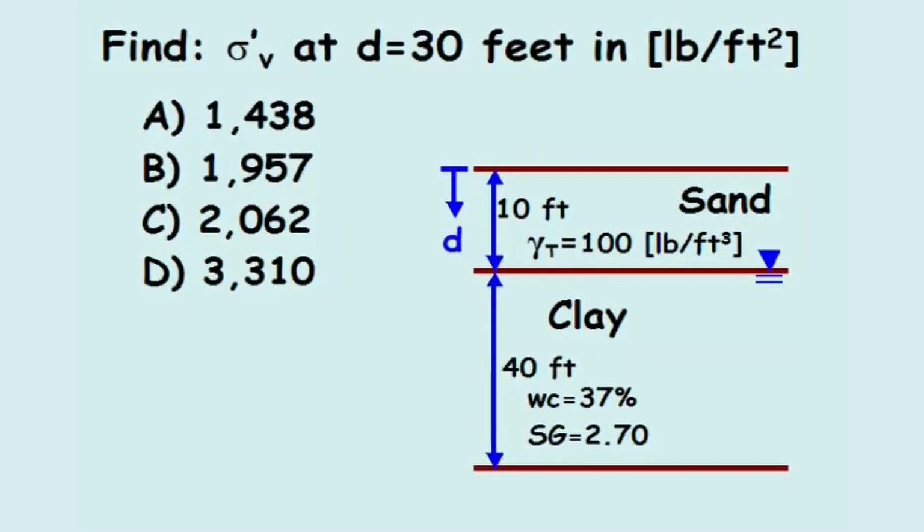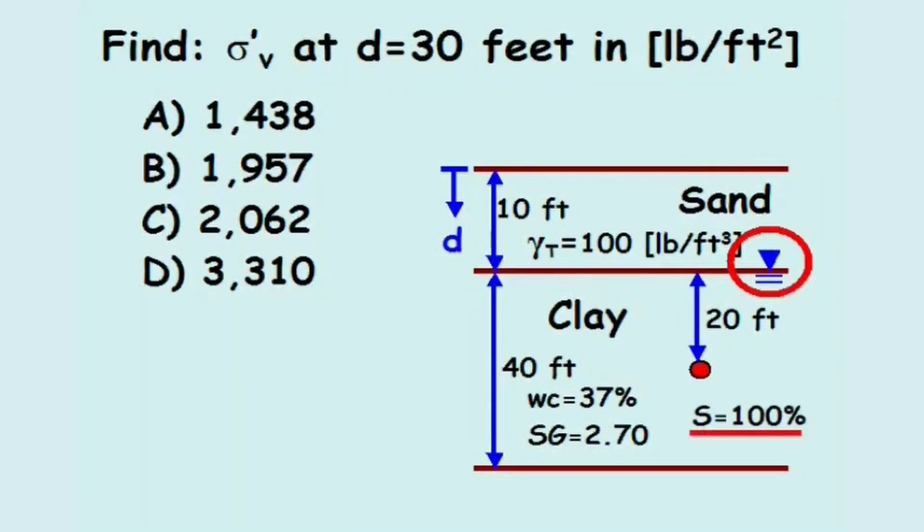Find the vertical effective stress at a depth of 30 feet in pounds per square feet. In this problem, a 10-foot layer of sand is above a 40-foot layer of clay. The groundwater table is at the sand-clay interface, so the clay layer is 100% saturated.